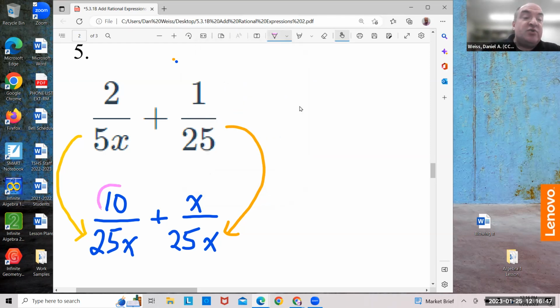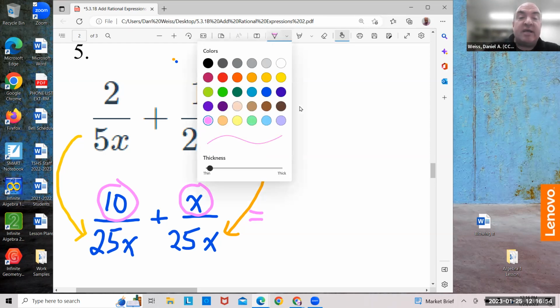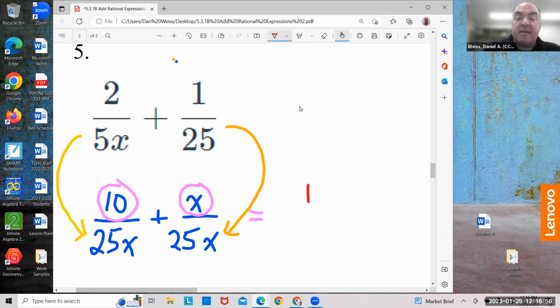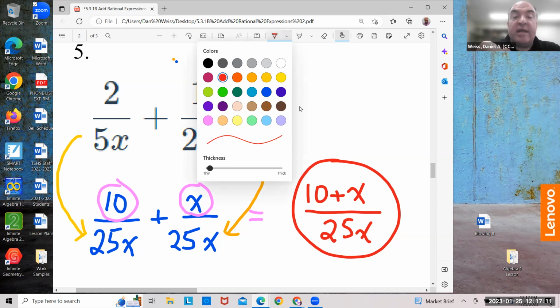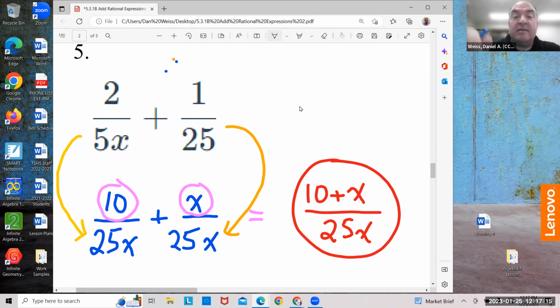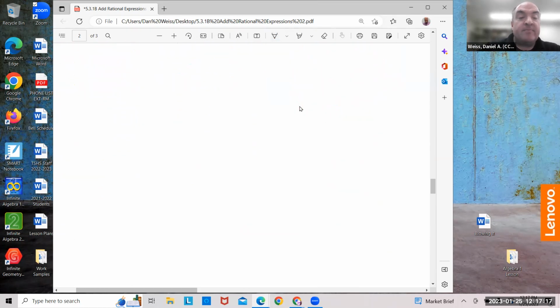Are these two guys like terms? They are not. So just write your answer: 10 plus x over 25x. Done. Okay? Easy. Don't forget to hit your A over B button first in Delta Math to set your fraction up.